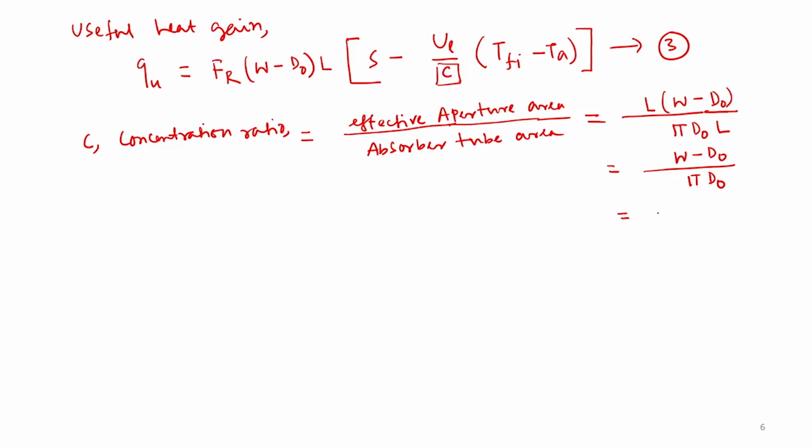Okay. So, we know the value of W and D naught. If we substitute here, then what we will get is 3 minus 0.07, and here pi value 3.14, and we will have 0.07. Okay. So, the final value of C will be about 13.32. So, we know now the concentration ratio value for this configuration, which is about 13.32, right. So, let us calculate the useful heat gain.